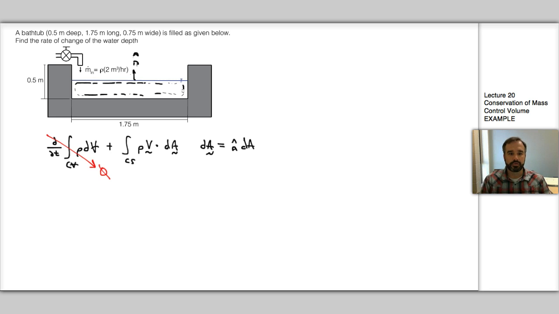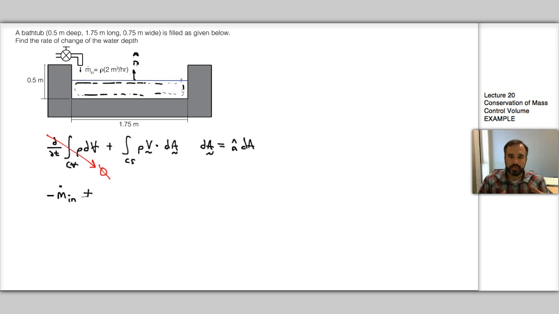Let's look at the next term: the integral over the control surface of rho v, the velocity vector, dot dA. As we mentioned earlier, for all of the sides except the top surface of our control volume, that product is going to be 0. So the only one we need to worry about is the top surface. Across the top surface, we have a flow in of m dot in. So we say negative m dot in, because of the way our normal vector is defined, positive upwards, this is a negative flux into the control volume.